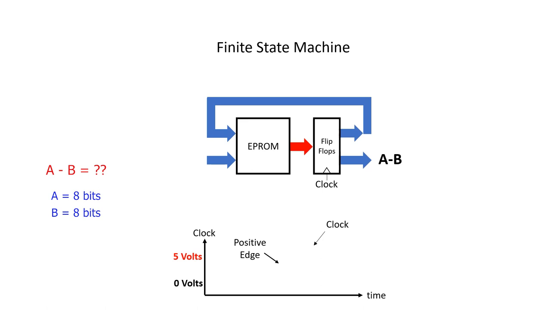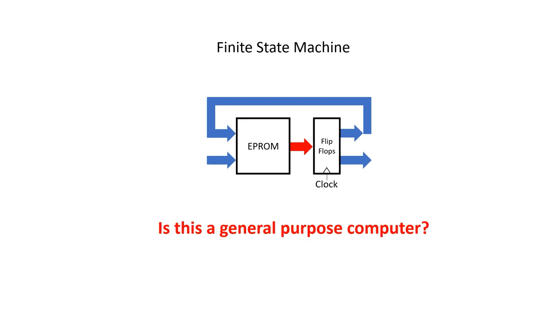So I hope you can see that I've been able to replace the adder that Ben used in his SAP-1 with some lookup table space in our finite state machine. I'll go over exactly how this is programmed in the next video. This leads to an important question. Is our finite state machine a general purpose computer? And unfortunately, the answer is no.